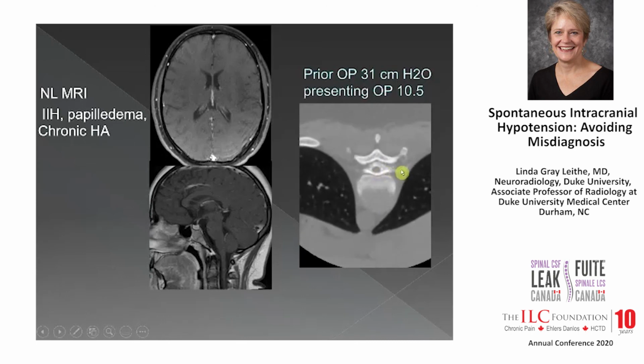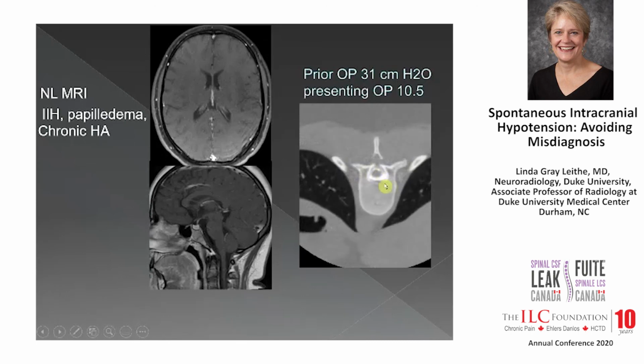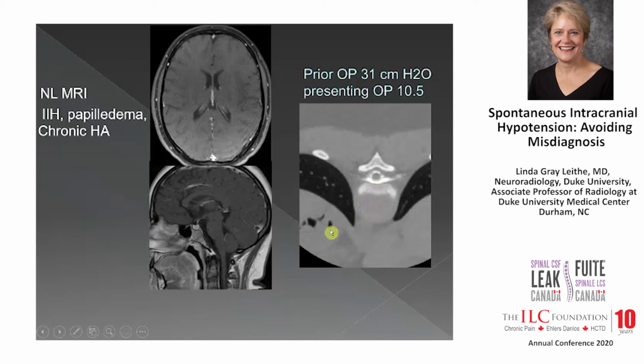And this is a patient who actually had intracranial hypertension and blew out. So intracranial hypertension can present as a spontaneous CSF leak due to blowing out of the thecal sac. So again, normal MRI did not exclude a leak in this patient.